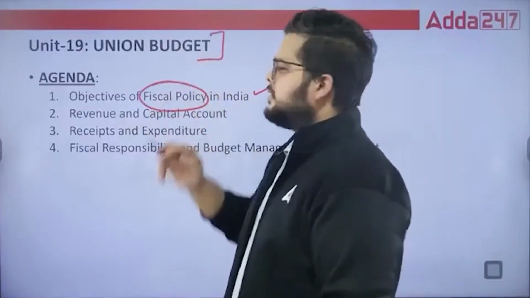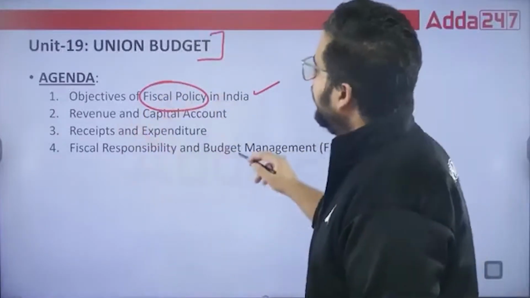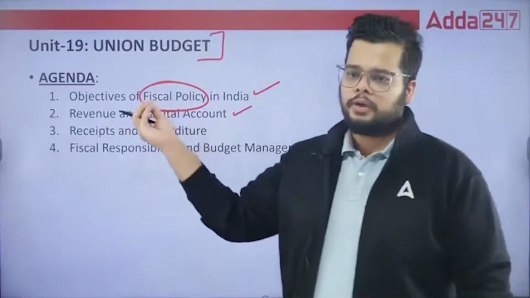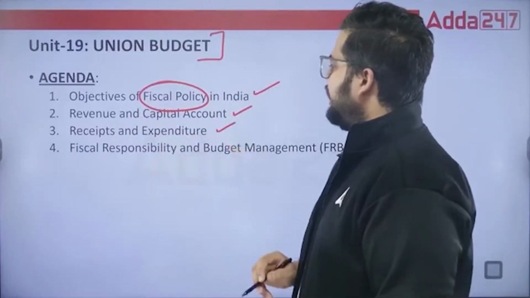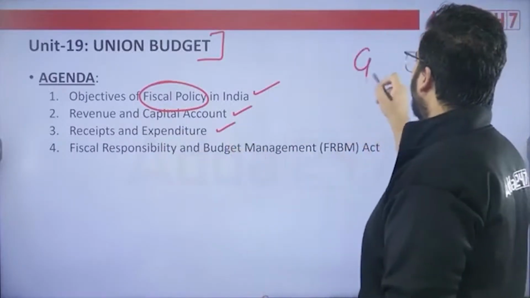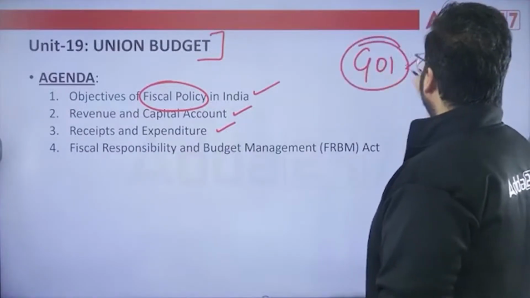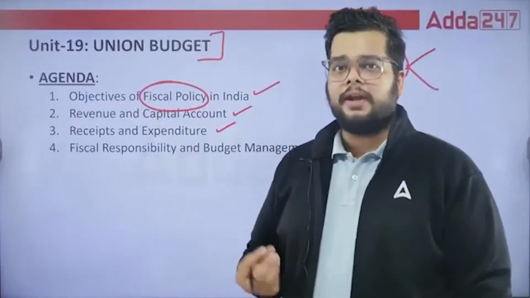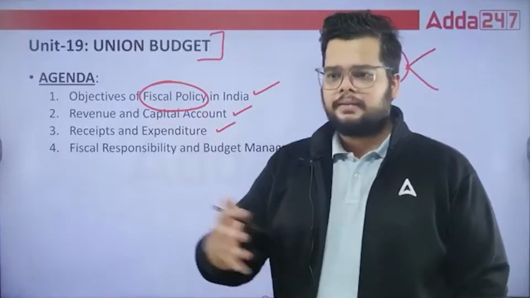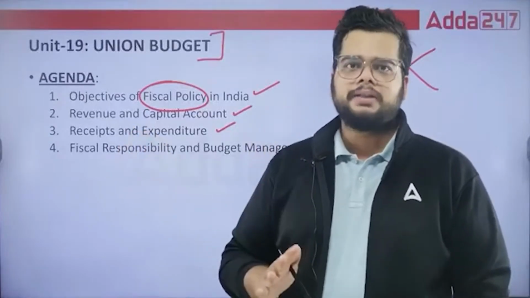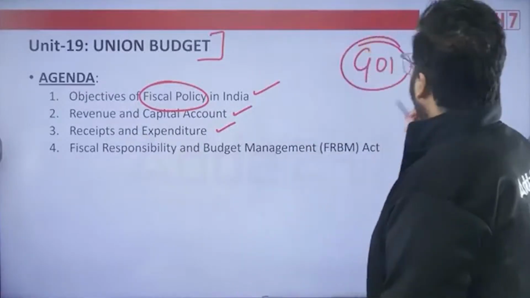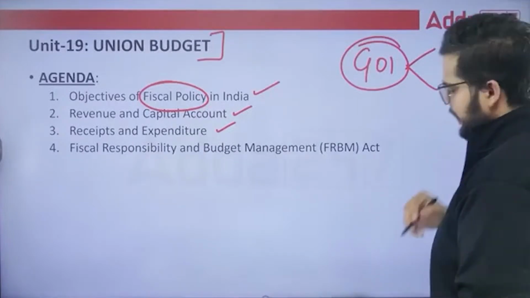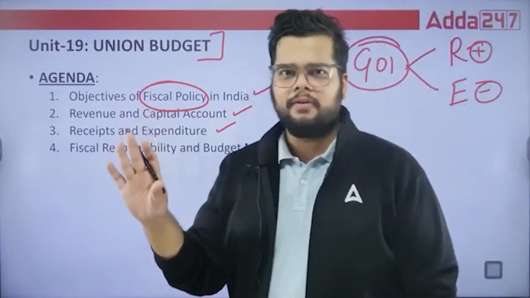Mind it, union budget is a part of fiscal policy only. Revenue and capital account, how we distinguish between these two accounts and how they are related to the union budget. Then we have receipts and expenditure. Obviously, when we talk about the government, it has two sources from which the expenditure will happen, two sources from which revenue will be coming. And when we discuss elaborately the components, you will be able to understand how things will pan out. Receipt will be added to the government's account. Expenditure will be subtracted from the government's account. That is the basic thing which everybody must be knowing.